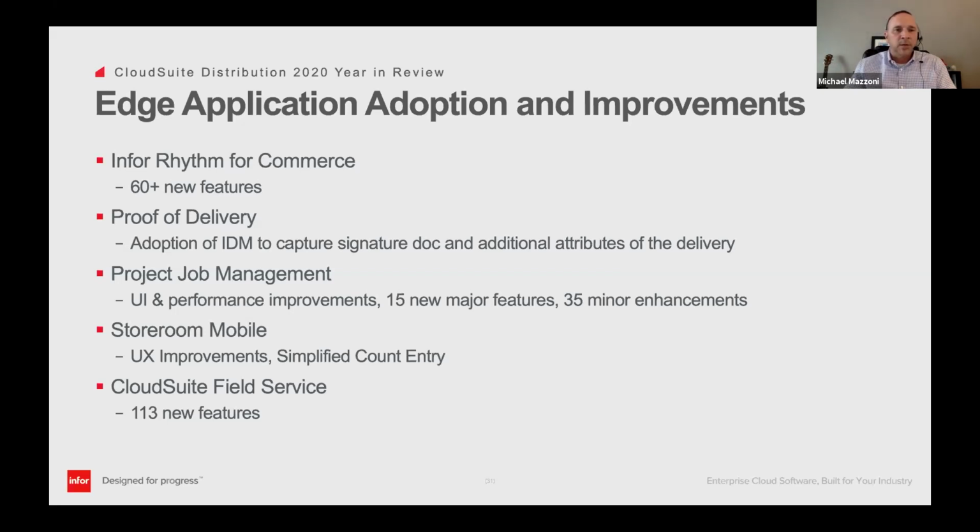With our project job management module, we saw what I think is a terrific user interface and improvement. So from a look and feel, that consistency across the solution suite is there. We've seen improvements in performance with project job management this year. From a feature function perspective, 15 new major features, including things to do with commissions and split releases, as well as 35 minor enhancements to that project job management tool set.